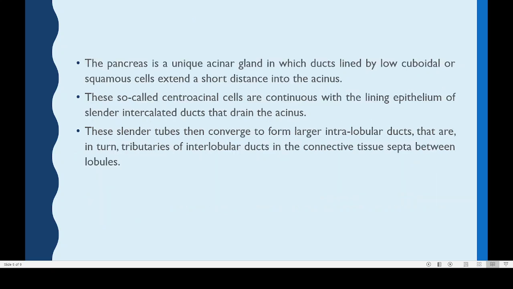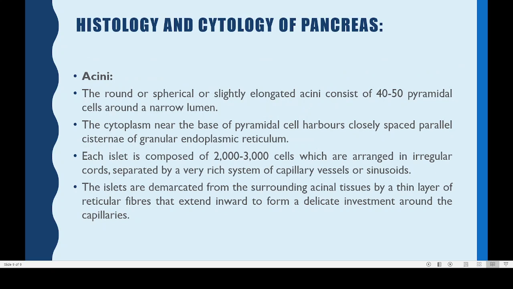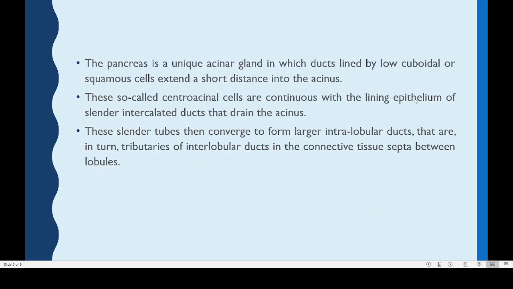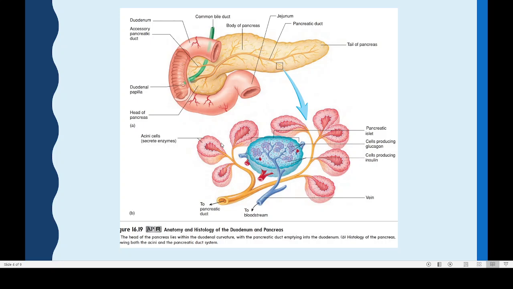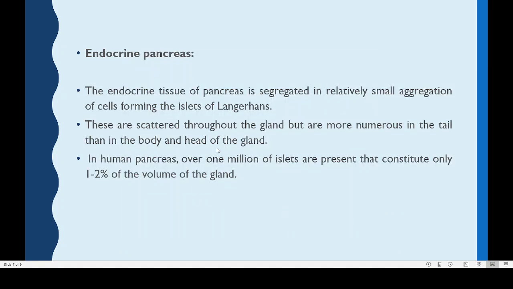So these are the nature of the pancreas. Then the pancreas is a unique acinar gland, which we have already seen. Then coming to the histology as well as cytology part, what are the different types of cells and tissues present here? The round spherical or slightly elongated acini consist of 40 or 50 pyramidal cells. See here, this is the acini, and it contains a number of cells with a central channel between them. So that is what is there.